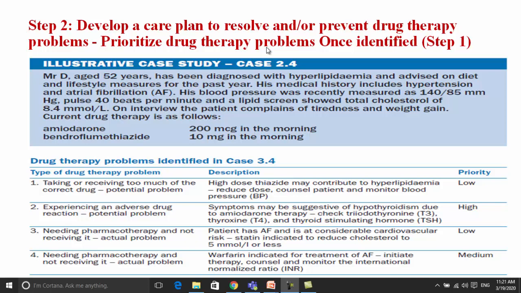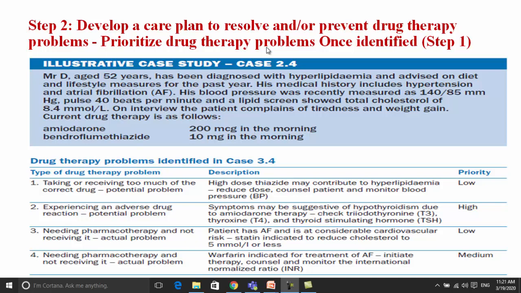Mr. D, aged 52 years, has been diagnosed with hyperlipidemia and advised on diet and lifestyle measures for the past year. His medical history includes hypertension and atrial fibrillation. His blood pressure was recently measured as 140 over 85 millimeters of mercury, pulse 40 beats per minute, and lipid screen total cholesterol of 8.4 millimol per liter. On interview, the patient complained of tiredness and weight gain. The current drug therapy is as follows: amiodarone 200 milligrams in the morning, bendroflumethiazide 10 milligrams in the morning.